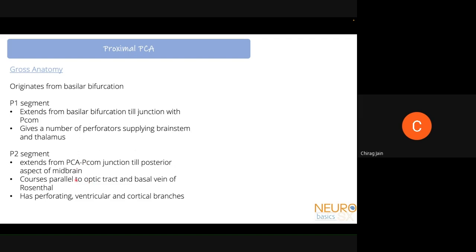It will course in this ambient cistern along with the optic tract and the basal vein of Rosenthal. Here it will give rise to multiple perforating arteries, but apart from perforators, it will also give rise to ventricular branches and cortical branches.